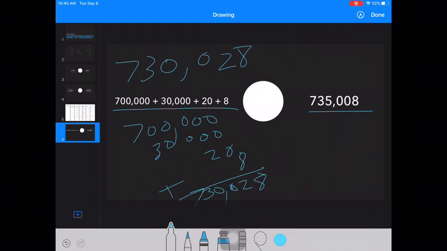And, well, which number's greater, guys? What do you think? They both have 7 in the 100,000 spot. They both have 3 in the 10,000 spot. Oh, but this number has what in the 1,000 spot? A 5. What's in the 1,000 spot there? A 0. Is 5 greater than 0? Absolutely.